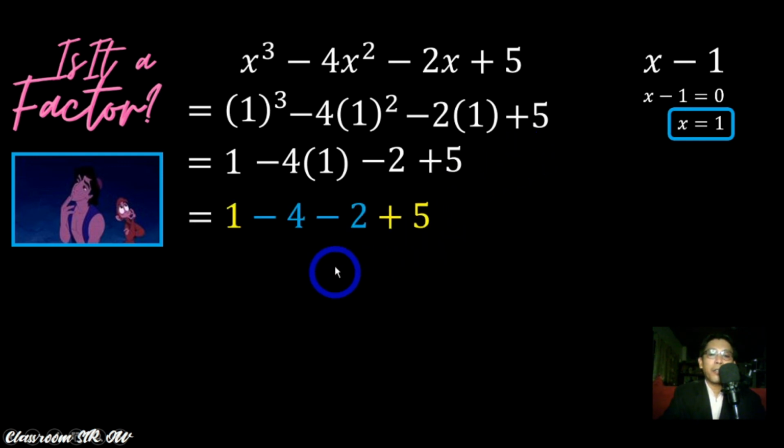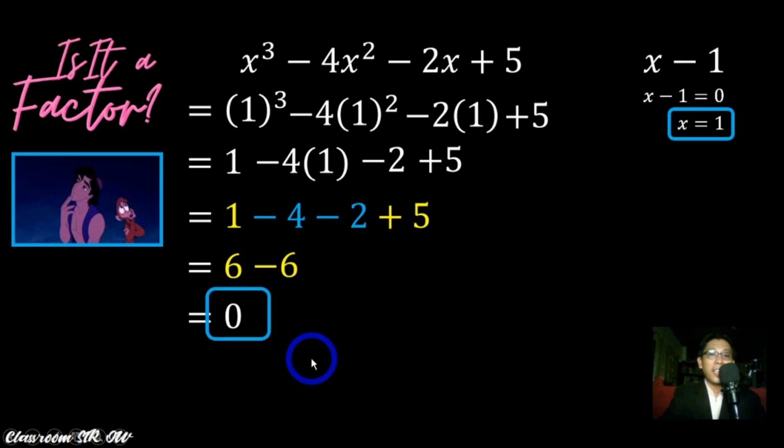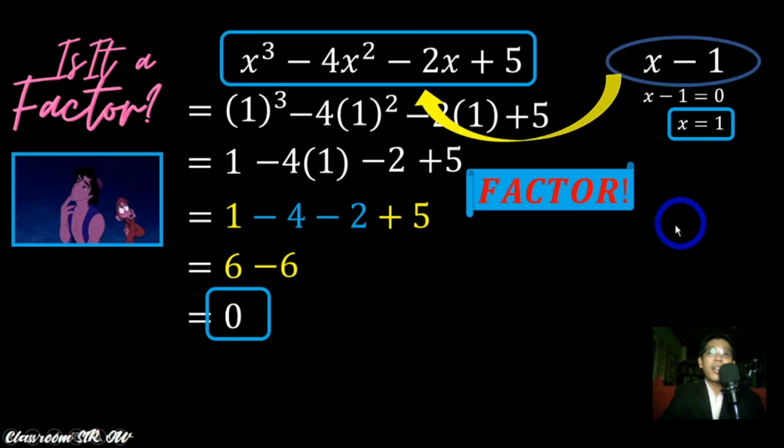Simplifying this, we know that 1 raised to the power of 3 is, of course, 1. And 1 raised to the power of 2 is, of course, 1. And that is negative 4 times 1, which is negative 4. And negative 2 times 1 is negative 2. And we just copy positive 5. So 1 plus 5 is, of course, 6. And negative 4 plus negative 2 is negative 6. And 6 minus 6 is, of course, 0. Oops, the value is 0, which is also the remainder. Therefore, we can say that x minus 1 is actually a factor of the given polynomial function.